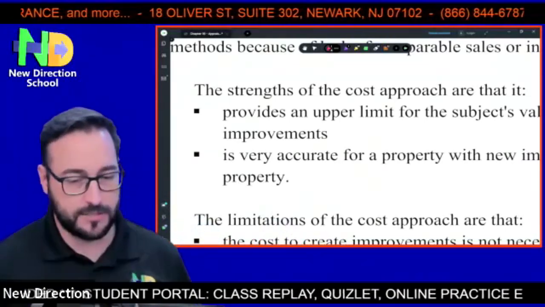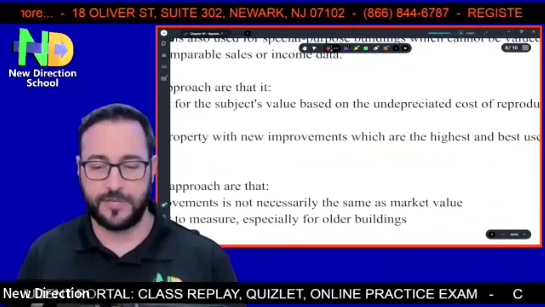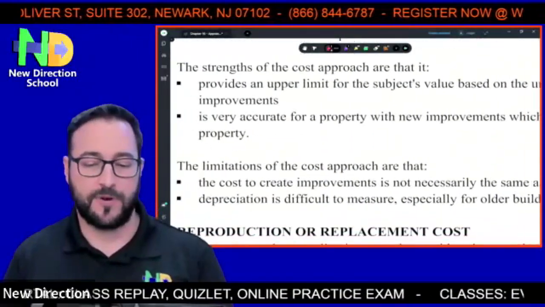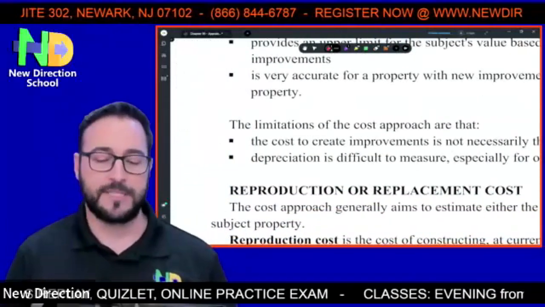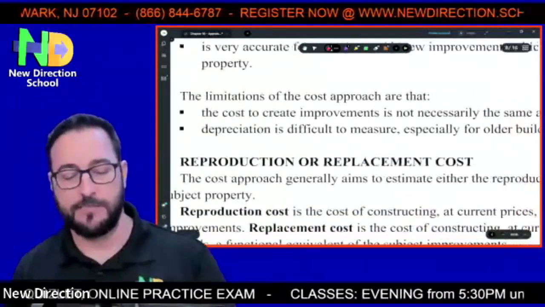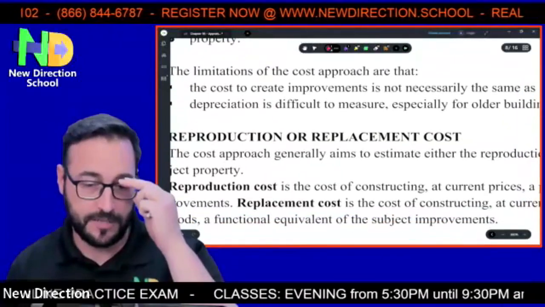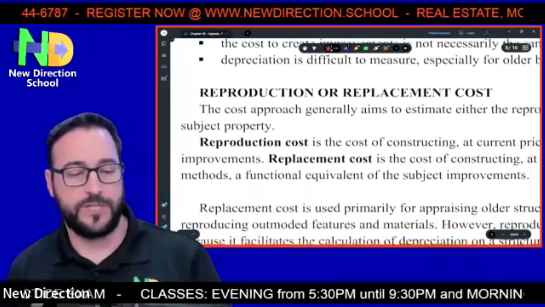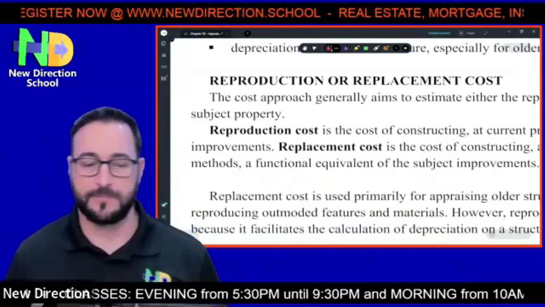Now, the strengths of the cost approach are that it provides an upper limit for the subject's value based on undepreciated cost of reproducing the improvements. It is very accurate for property with new improvements, which are the highest and best use of the property. But there are limitations, obviously. The cost to create improvements is not necessarily the same as market value. And depreciation is difficult to measure, especially for older buildings. So we need to figure out what would be best. Would it be a reproduction cost or a replacement cost?